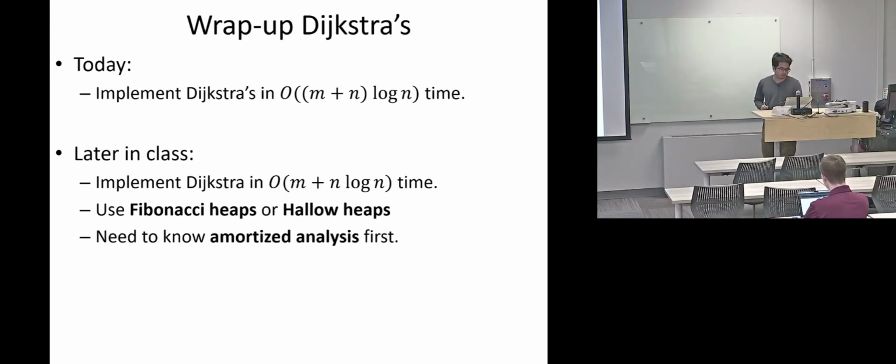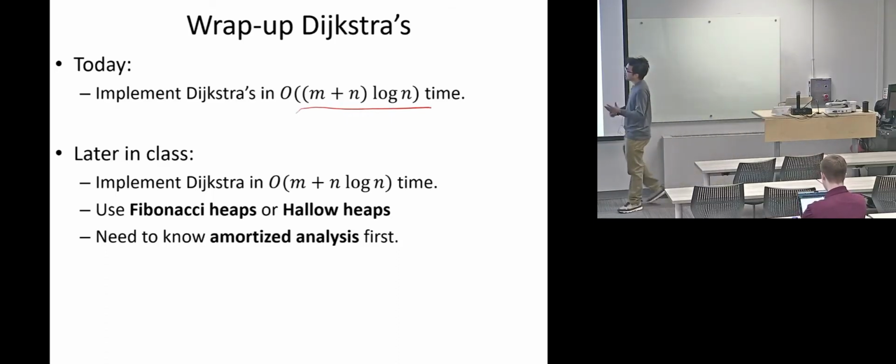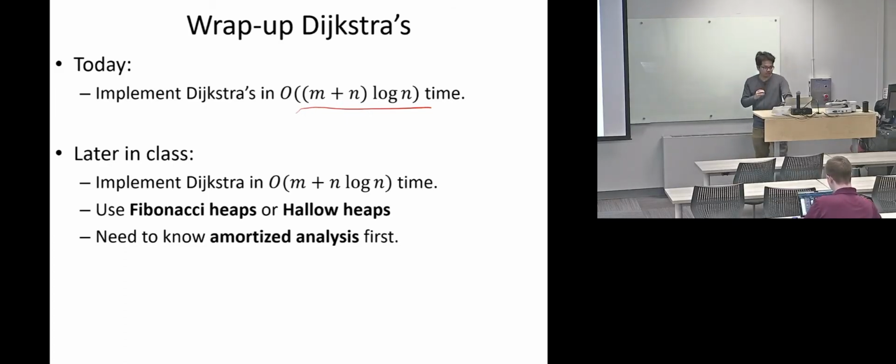So today we saw the correctness proof of Dijkstra with this running time. Later in class, next week, we're going to improve the running time to m plus n log n. We're going to do this using a better heap, not just implementing it using a BST, but something more clever. To analyze this kind of heap, you need to know more about amortized analysis, but that's for next week. Okay, so that's Dijkstra, a really nice, influential shortest path algorithm.